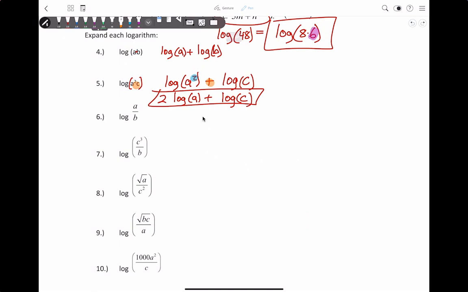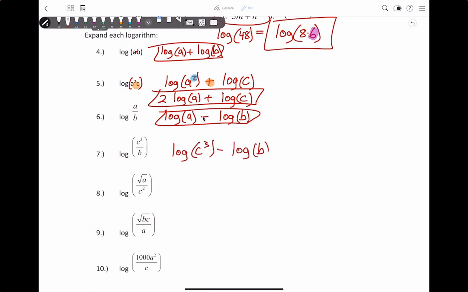All right, next one. We have log of a minus log of b. That's pretty straightforward. Okay. Next one we have division. Okay, so we're going to break it up into subtraction. So we have log of c cubed minus log of b. And then now we see this, the second step of expanding. We're going to move this out in front. So we'll say 3 times log of c, which now you see is the power of 1, and log of b. And there's multiplication that exists here.